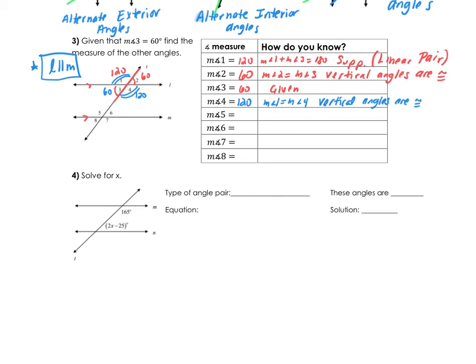So you can say that angle 1 and angle 5 are congruent because they are corresponding angles. The measure of angle 5 is 120. The measure of angle 1 equals the measure of angle 5, corresponding.